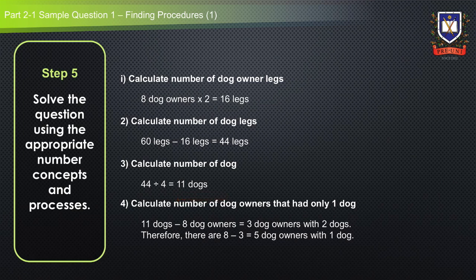To calculate the number of dog owners that had only 1 dog, we can do 11 dogs minus 8 dog owners, which is equal to 3 dog owners with 2 dogs. Therefore, 8 minus 3 is equal to 5. So therefore, there are 5 dog owners with only 1 dog.